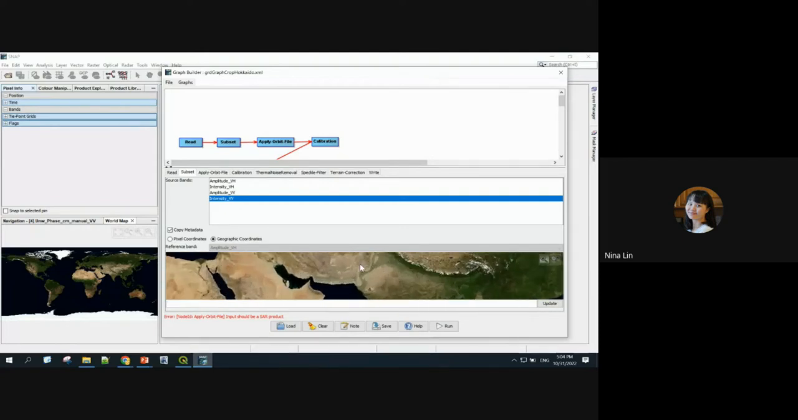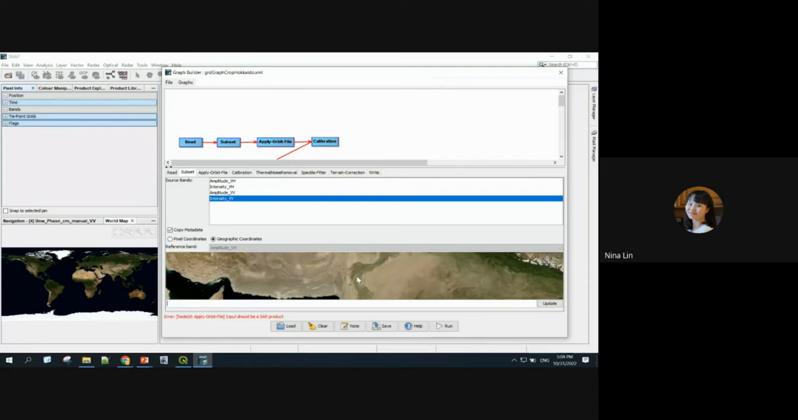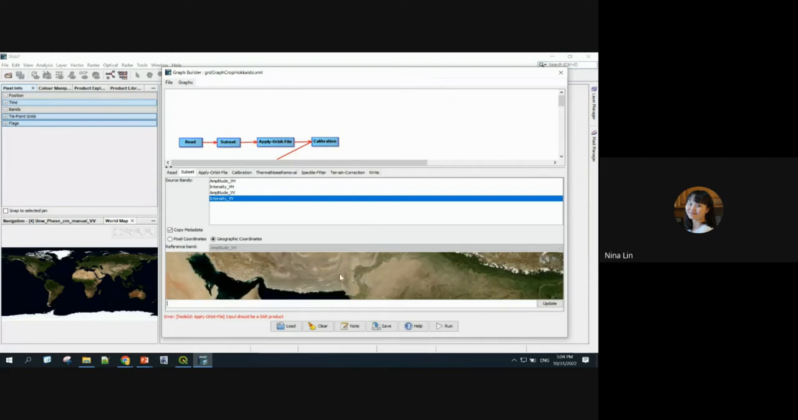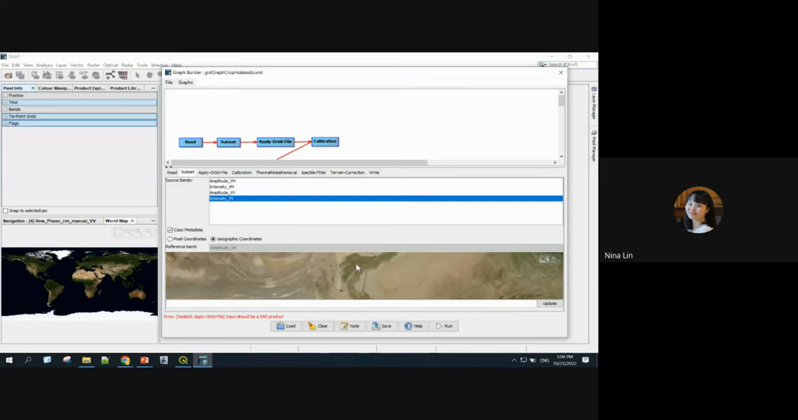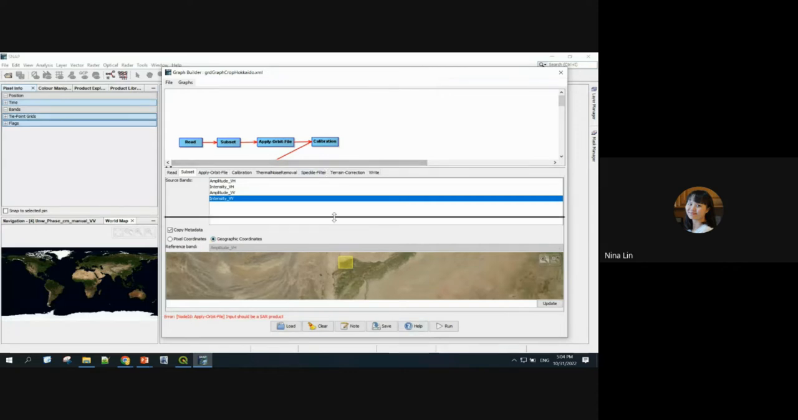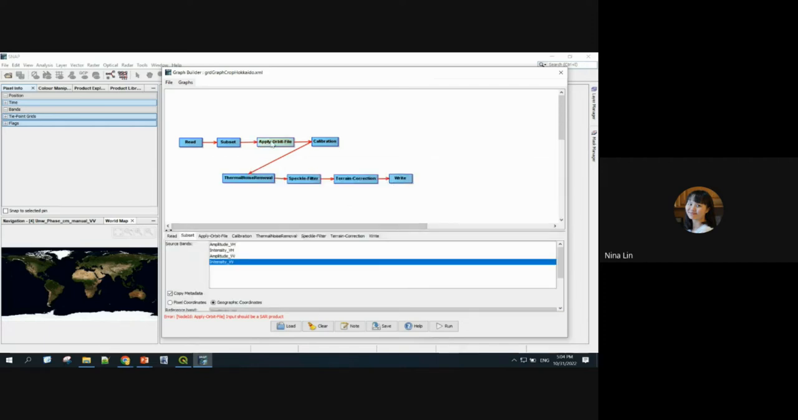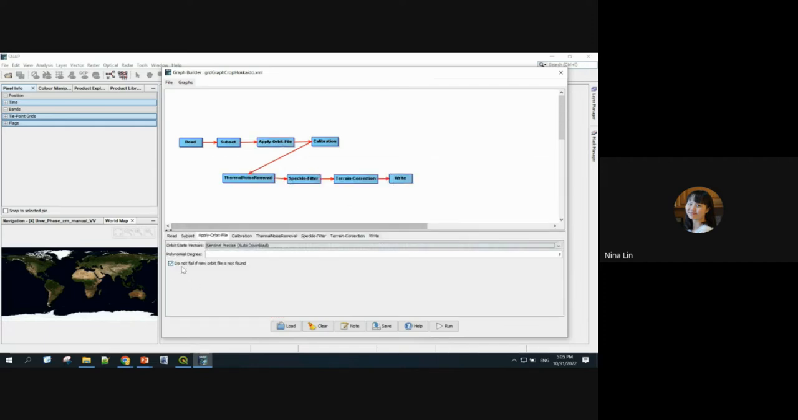All right, so I know my image is covering this part of Pakistan, okay? So let me come to this part and draw only a small rectangle, okay? This is for the purpose of the demonstration. So just like in slide 1.5, I'm going to use my right key to drag and create a polygon, okay, like that. Okay, apply orbit. Okay, just the same.